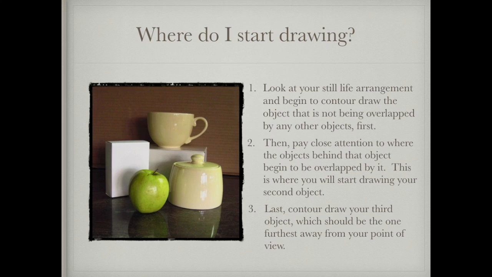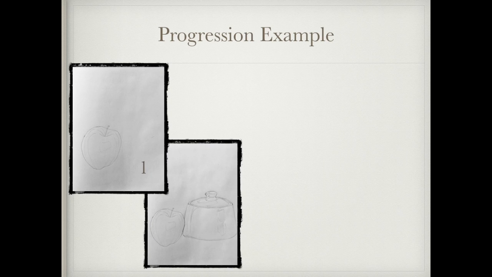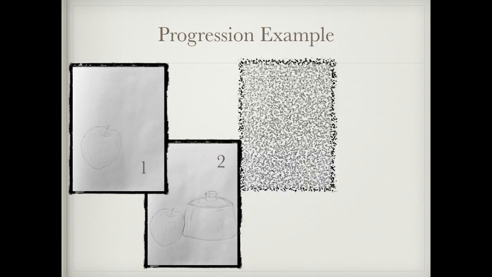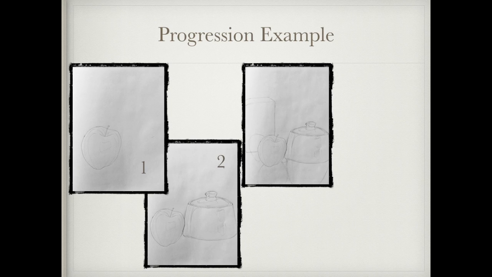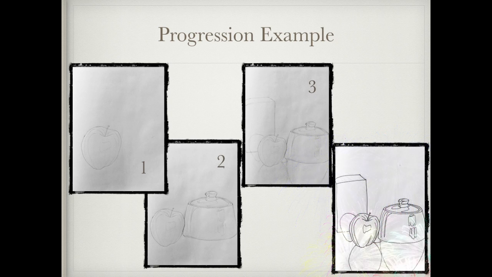Here's a progression example of how I began and ended the drawing of the picture that you see. First, I drew the apple because it was closest to me and not being overlapped. Then I added the container with the lid. Next, I added the box in the background, and I made sure to draw the reflections and the shadows that have been cast on all the objects. And then finally, I took a black felt tip pen and I outlined all my contour lines.